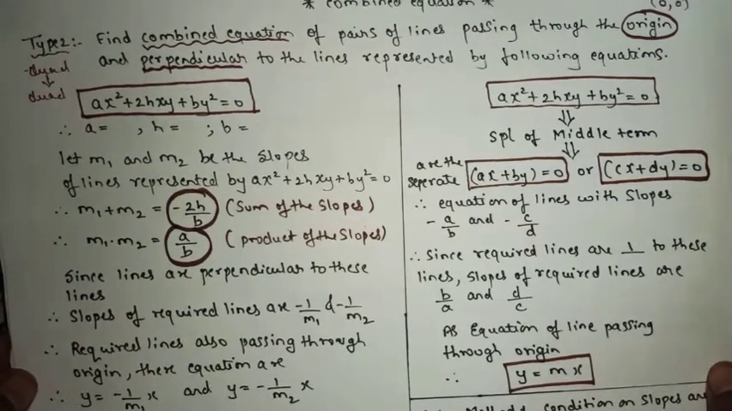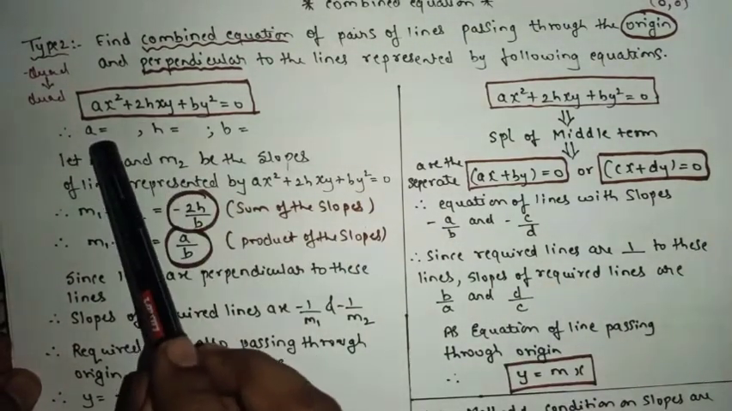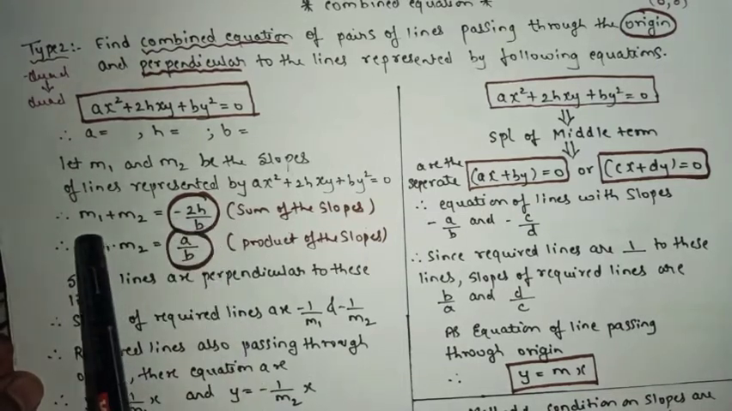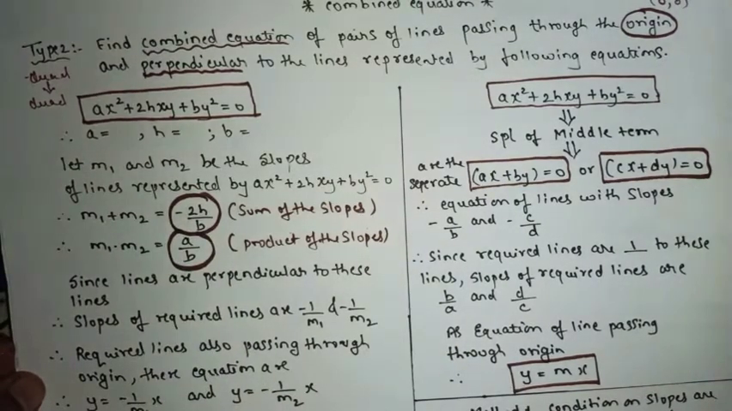After that, here we have the values of a, h and b. Substitute the values, replace the values of a, h, b, and you will get the sum of the slopes and the product of the slopes.